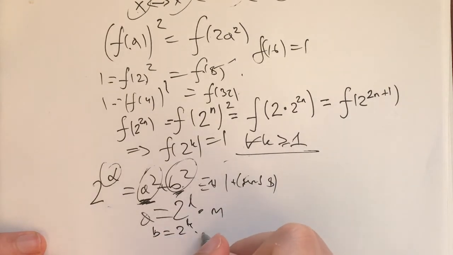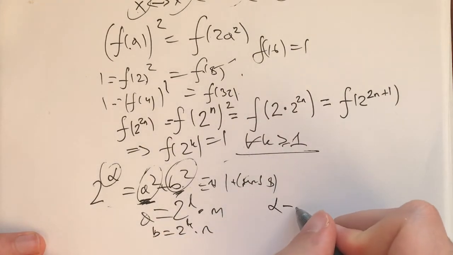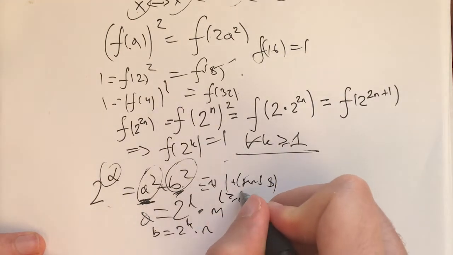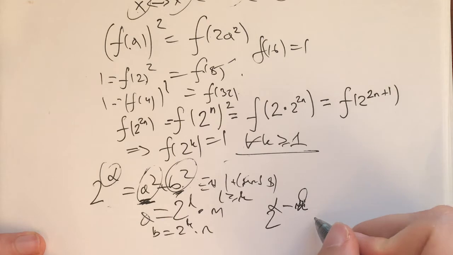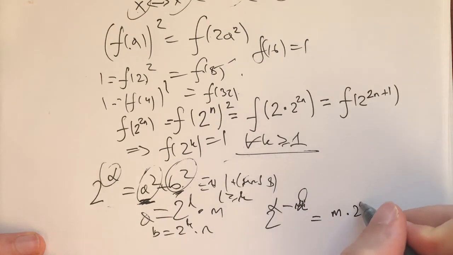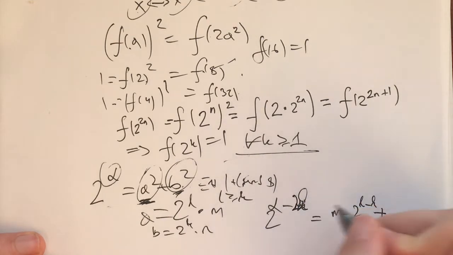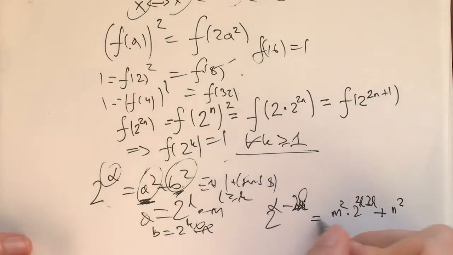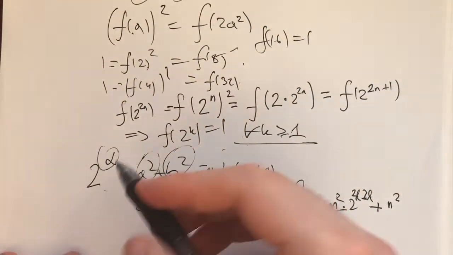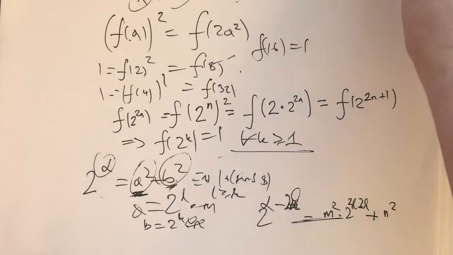So, and if a is an even 2 to the l times m, and b is equal to 2 to the k times n, then what we'll have is alpha minus the minimum of these, say l is greater than or equal to k. So 2 to the alpha minus k is going to be equal to m squared times 2 to the 2 l minus 2k plus n squared, where n is not divisible by 2, and then this is just false. And this is one idea you might have gone through and then realized, hey, this isn't working.